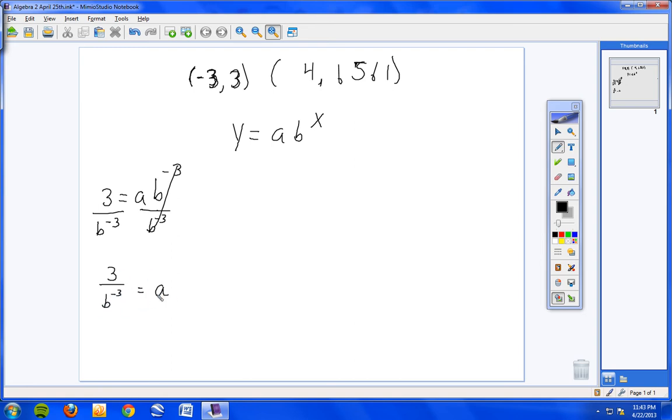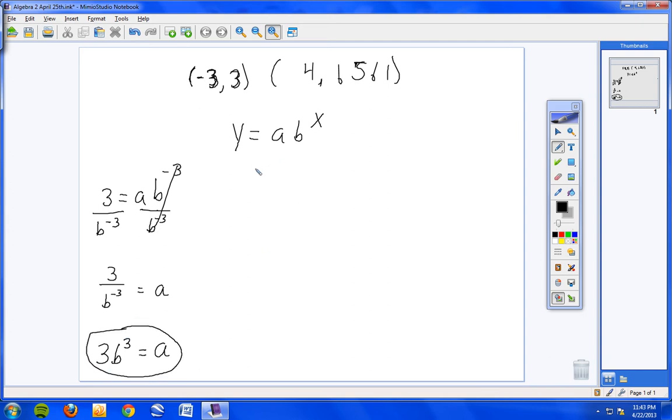Now that's fine. A's all by itself, but you know what? See this right here? I can make this a lot simpler. I can take this b to the negative third and bring it up top and change the exponent so it's 3b to the positive third, and boy, students, that sure does make it a lot easier. Now if you didn't do that, you can still get it right, but that makes it a lot easier. I'm going to do that.